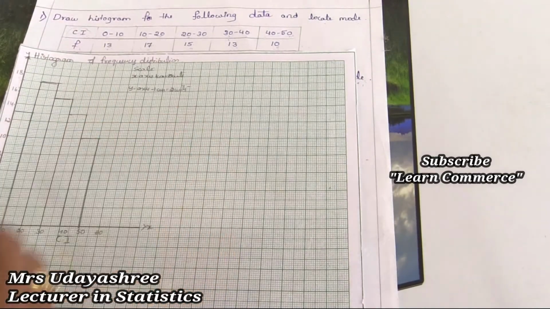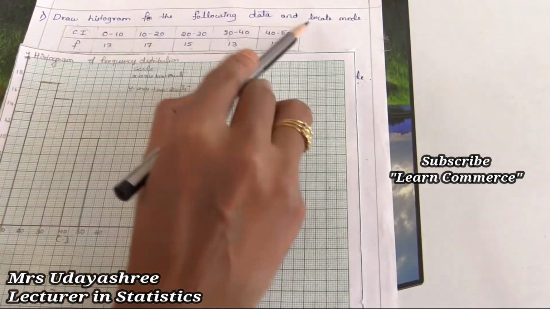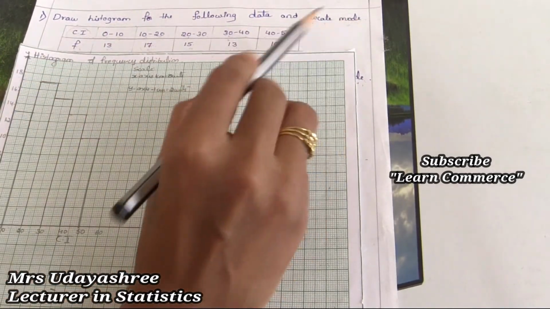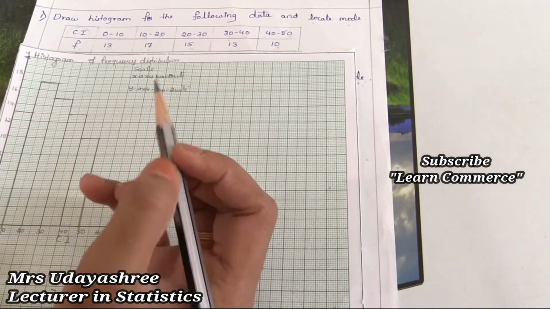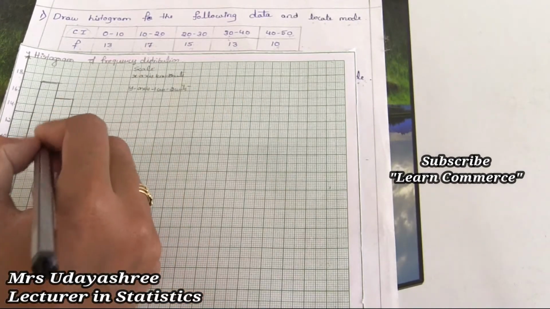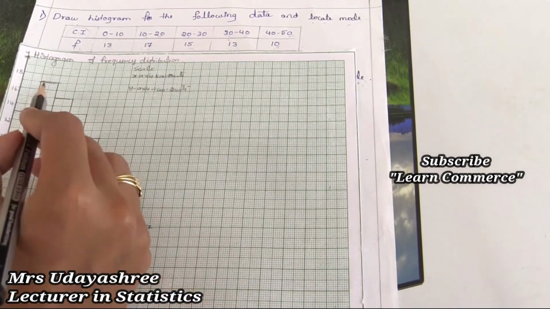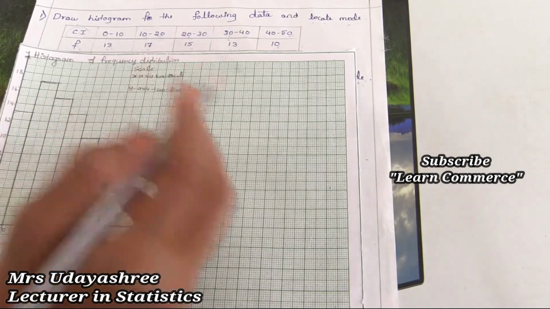Next, okay, this is the histogram. After drawing the histogram, we need to locate the mode. So how to locate the mode? Using this histogram we can find the mode. Before that, we need to find the tallest rectangle of the histogram. See here, this one is the tallest rectangle of the histogram.